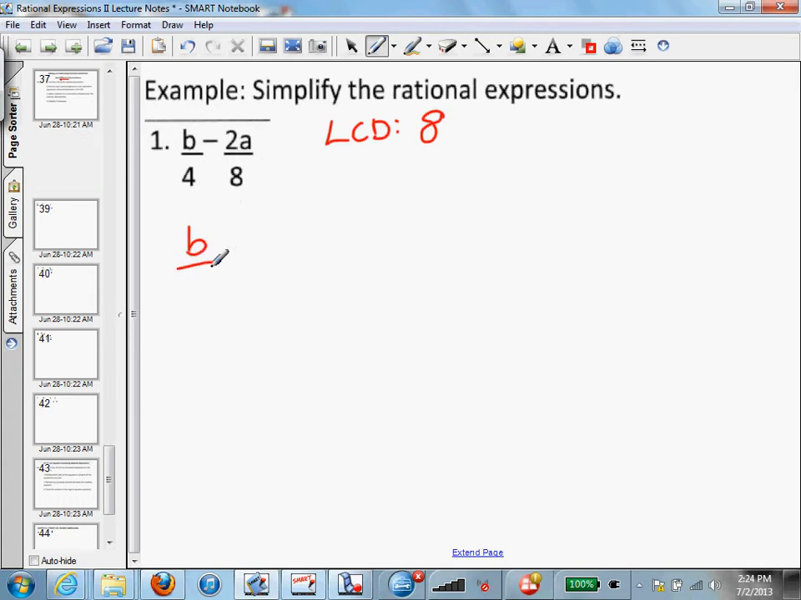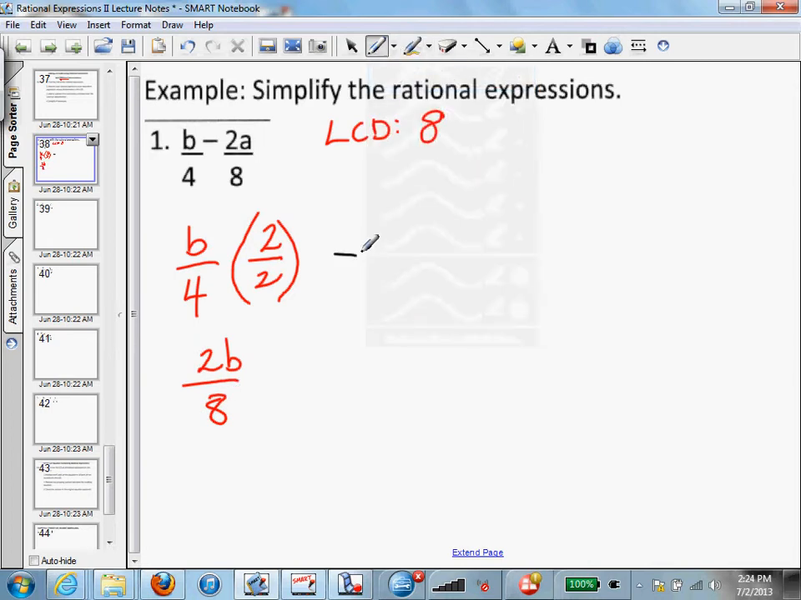So for this first one, b over 4, how do we get the denominator to be 8? We multiply by the fraction of 1 as 2 over 2. Multiplying, you're going to get 2b over 8. Now just bringing down the rest of the problem, 2a over 8. If you notice, the 8 is already the least common denominator, so you can bring it on down.